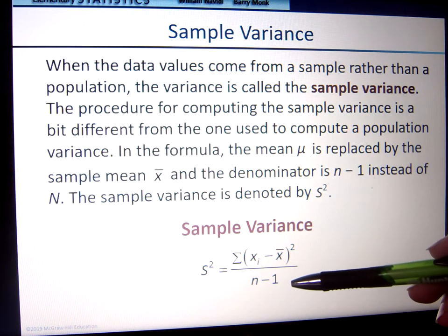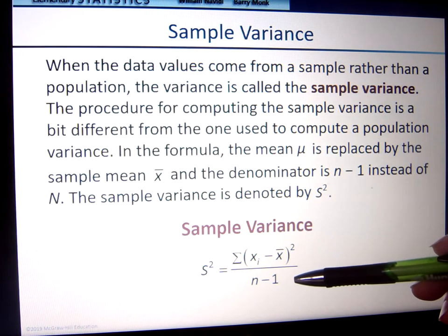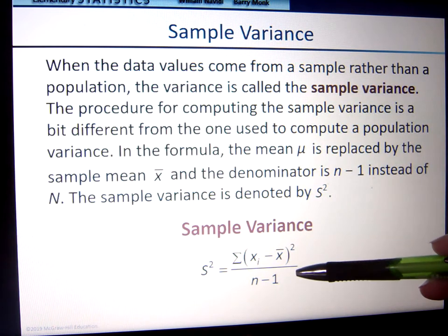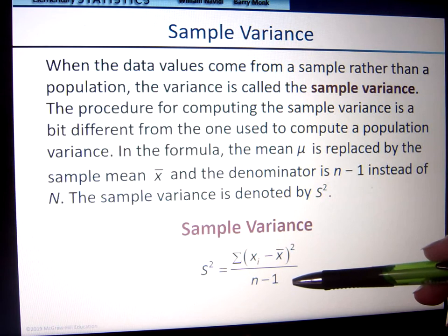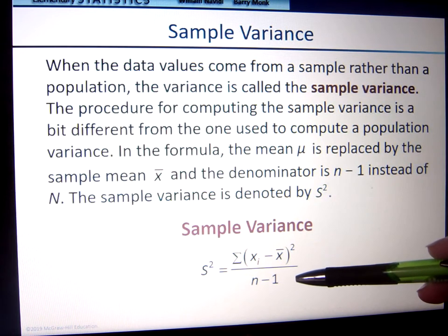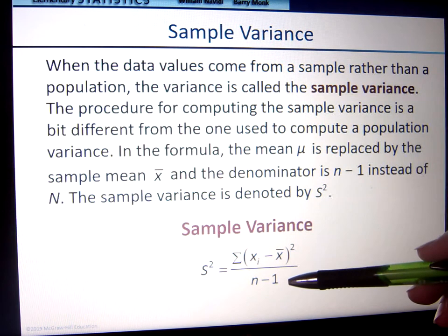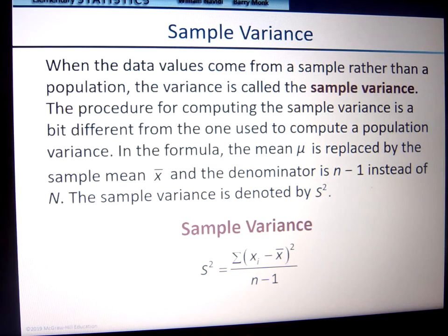What happened is mathematicians went through and noticed that there was a difference when they just divided by n and when they divided by n minus 1. The n minus 1 made it much closer to what the actual variance was going to be. So thank goodness for the mathematicians that figured this out. We just have to remember that when we are taking a sample and not the population, for the sample variance we are dividing by n minus 1 and not just n.